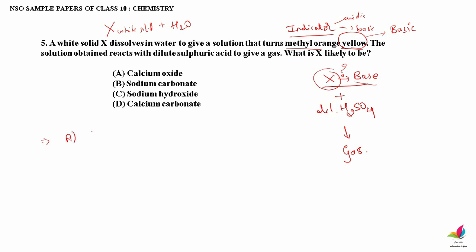First one, calcium oxide, that is CaO. In case of calcium oxide, you should remember that whenever you add calcium oxide to water, it won't exist as calcium oxide itself. It will get converted into calcium hydroxide, Ca(OH)2. Why water? Because here X is dissolved in water. Remember, okay? So calcium oxide when dissolved in water will readily get converted into calcium hydroxide. Now this calcium hydroxide is a base, no problem.